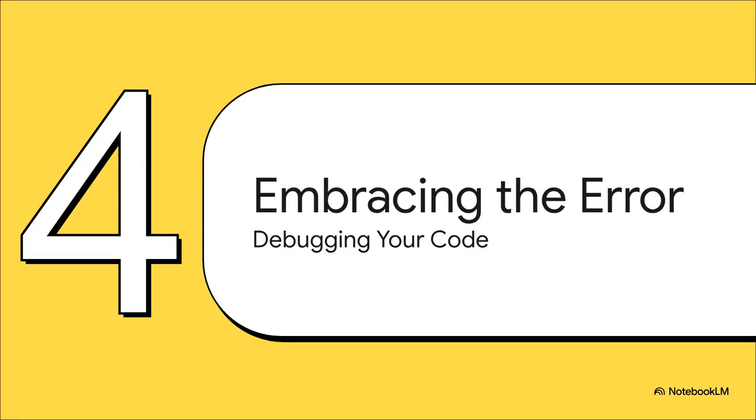All right, so we've seen how things work when they go right, but what about when they go wrong? And they will go wrong. This next part is absolutely crucial, because learning to code is also learning to embrace the error message.